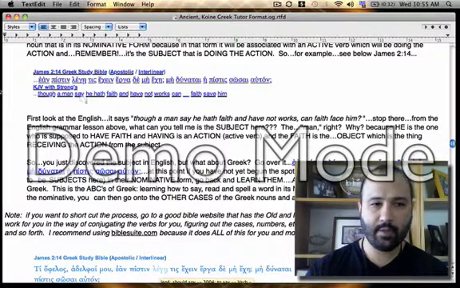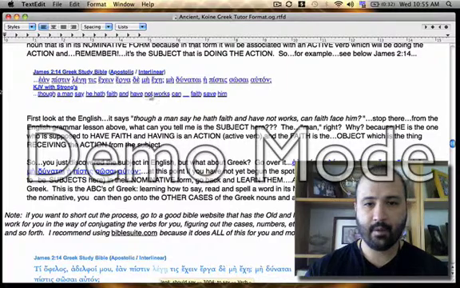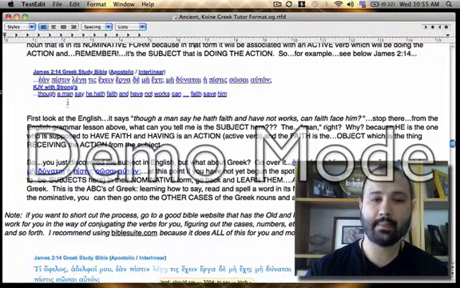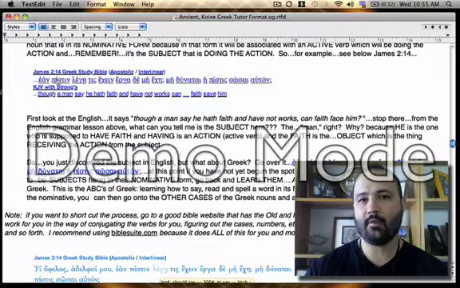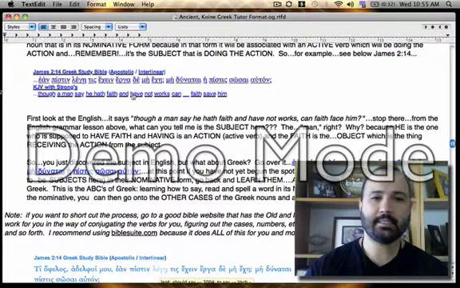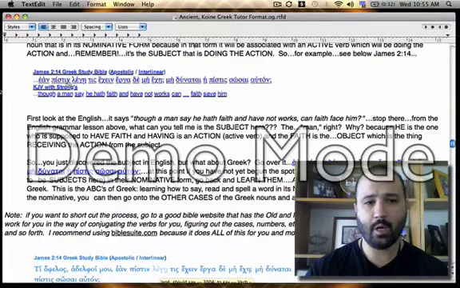Well, if you look through here, let's see. Though a man saith he has faith and have not works, can faith save him? Oh, the man. Okay, so the man's the main guy of the sentence. He's the subject, right? Well, how do you find that in Greek? You've got to look for its nominative case. Now, in English, cases really you don't have to deal with, but in Greek you do. So, let's go through this in Greek.